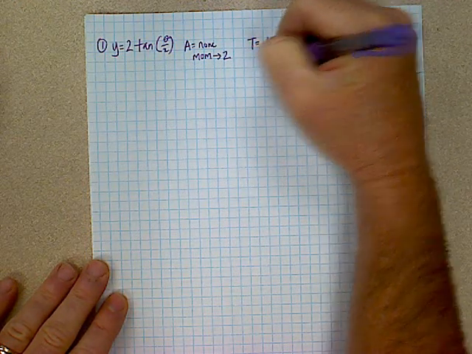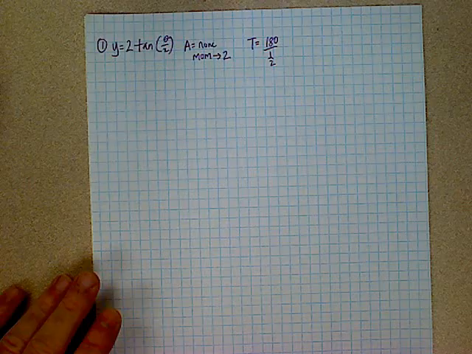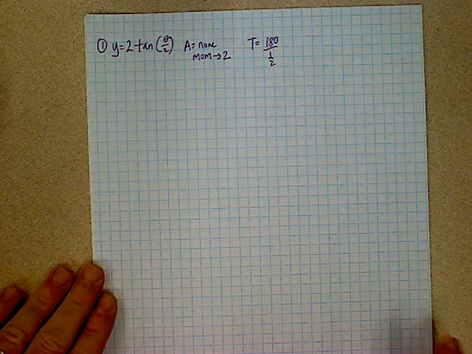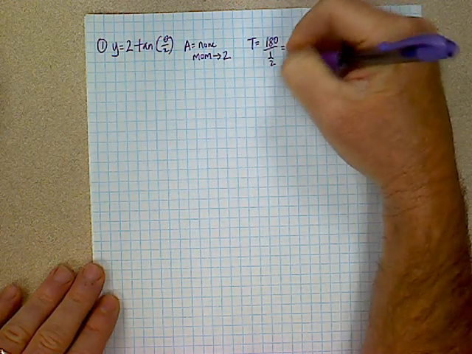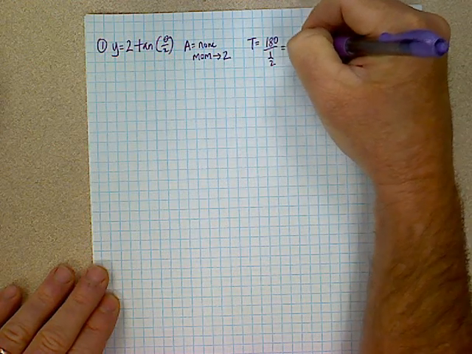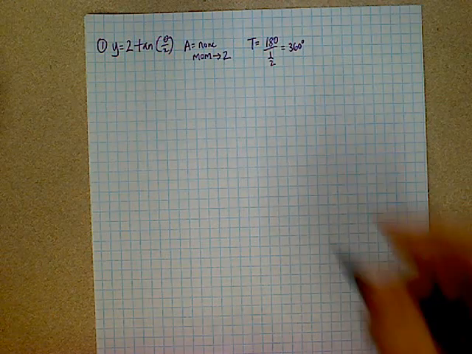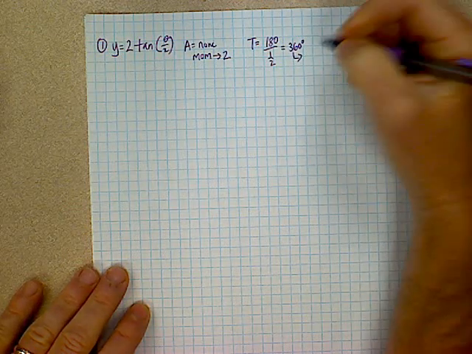We're going to divide it by a half because there's a half in front of the angle. Remember, dividing by 2 is the same thing as a half. Multiply by 2 there to get rid of the half, and you'll have 360 degrees. So period is 360. Now that sets up a few things for us.